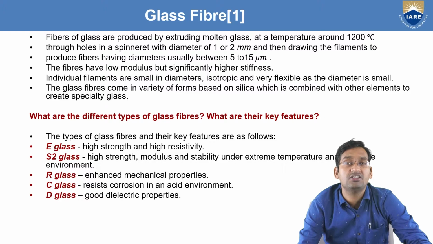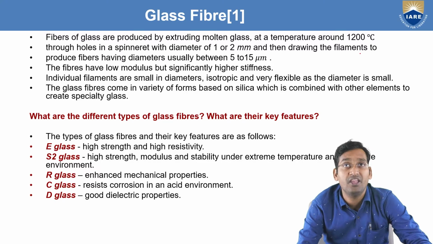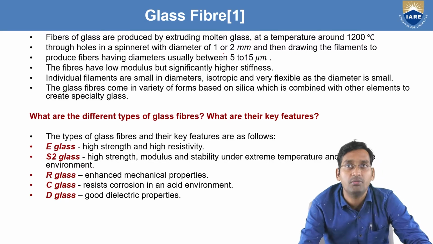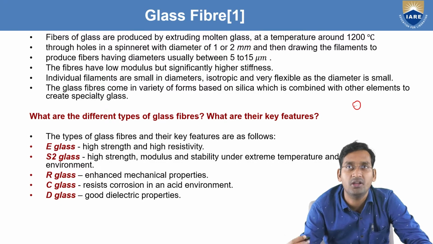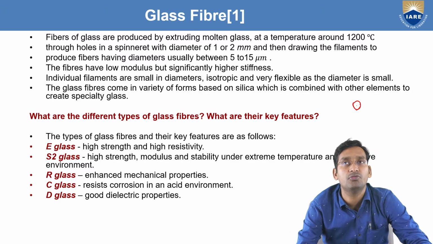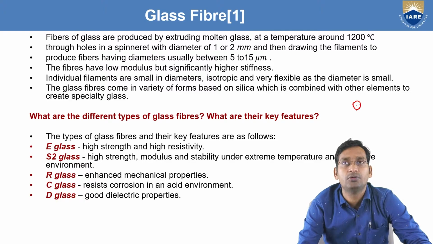Then we will get the fiber through holes in a spinneret with a diameter of 1 to 2 mm. Just take the molten glass, put a spinneret there, and start extruding from there. So that diameter itself is 1 to 2 mm. If there is a hole and we are pulling or pushing material through this hole, the shape also takes the size of the hole. Similarly, with the 1 to 2 mm diameter they are pulling, so the diameter of that fiber is also 1 to 2 mm.